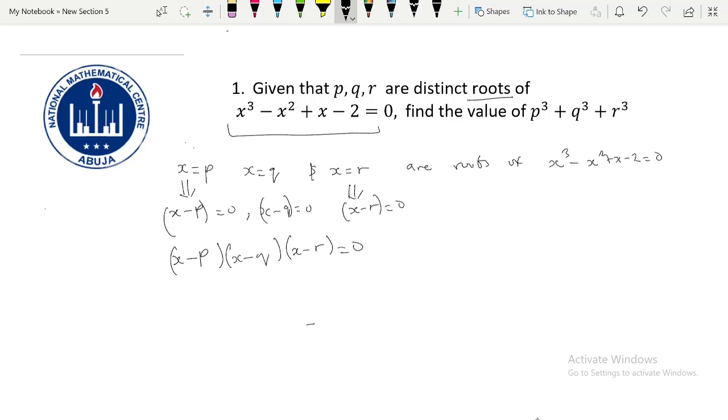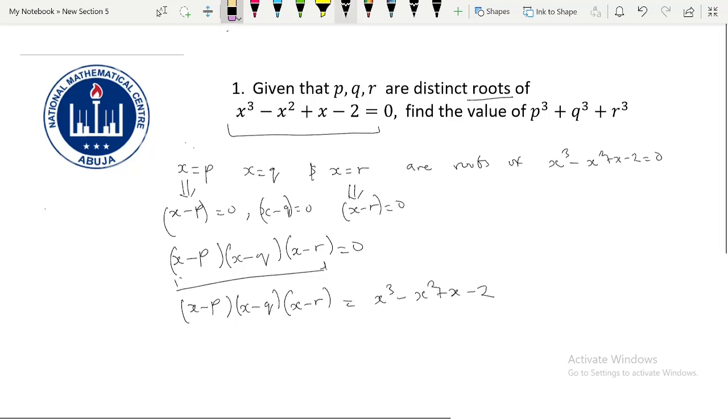The product of these three should actually give me, so these are like factors of this. You know that when we did one for quadratic, when we multiply these two, we got the original equation back, right? So if I multiply these three now, I should also get this equation, x cubed minus x squared plus x minus 2 equals 0. So it means that x minus p times x minus q times x minus r has to equal x cubed minus x squared plus x minus 2. This is what it means, since P, Q, R are roots of this.